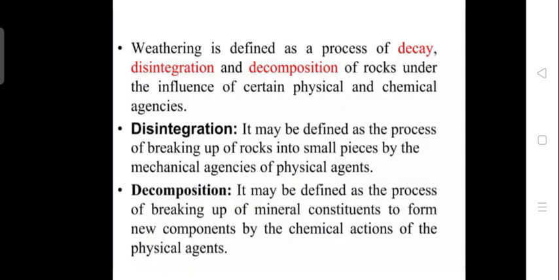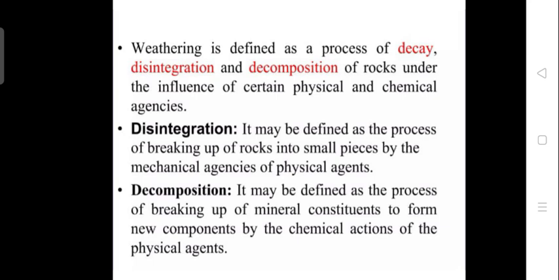Hi all, today we are going to learn about weathering and its types. First of all, what is weathering? It may be defined as the process of decay, disintegration and decomposition of rocks under the influence of certain physical, chemical and biological agencies. Such as the rock may change into other different forms under the influence of physical changes, chemical changes, alteration in its chemical composition and biological processes, that is, both physical and chemical processes acting together.